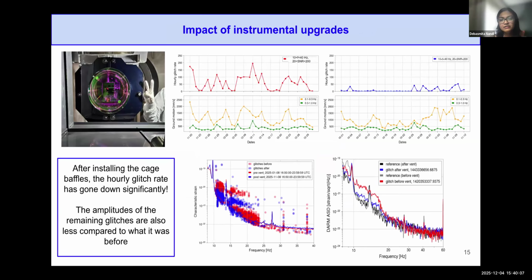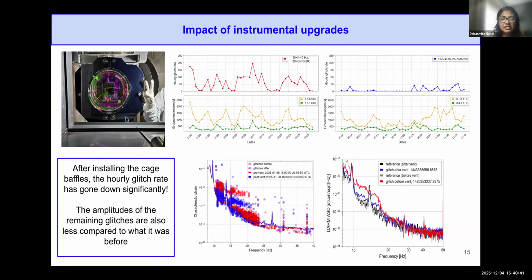Now I will talk about some instrumental upgrades that have been performed during the last vent period. So from April to July, the detector was down for maintenance, and then people installed these structures inside next to the test mass mirrors, which we call the cage buffers because they are attached to the suspension cage. This helps to block some light which is scattered through the side of the test mass mirrors, and this is the face of the test mass mirror.